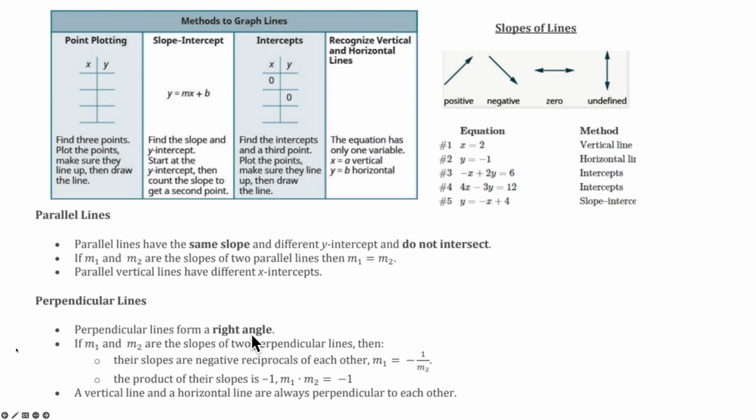Perpendicular lines, they form right angles. The first slope and the second slope of your two lines are perpendicular when you can look at it either two ways. When your slopes are negative or opposite reciprocals. I like the word opposite, so if you want to put opposite here. So I take whatever I have here, I flip the first fraction and make it negative. That's what the second slope is going to be. Or if you multiply the two slopes together, it has to equal -1. Vertical lines and horizontal lines are always perpendicular to each other. Think of the x-axis and the y-axis.